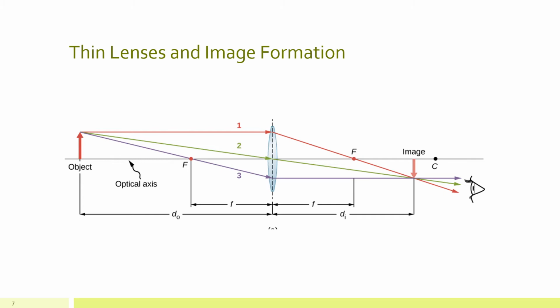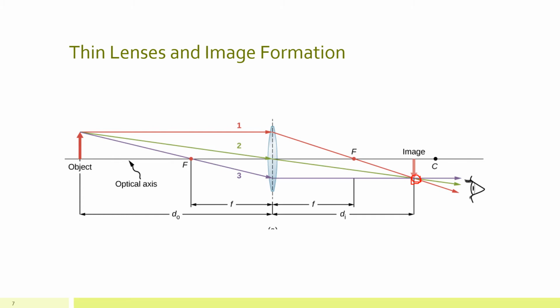Now, as you can see, these 3 lines converge on the other side of the lens on a single point right here. And this point is where an image will be formed, where all of the light rays reconverge.